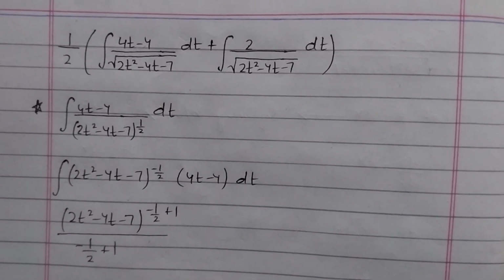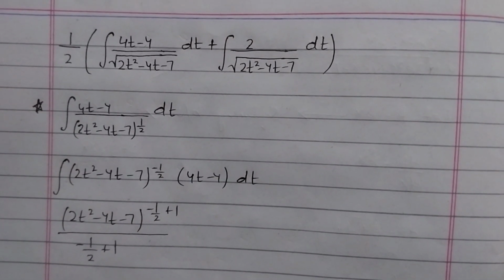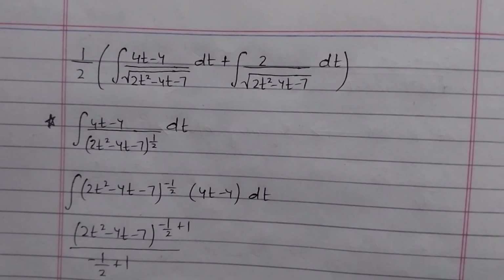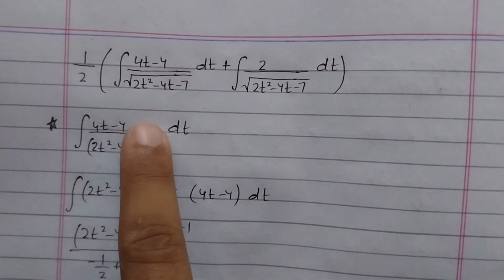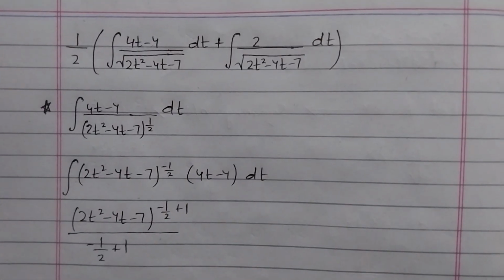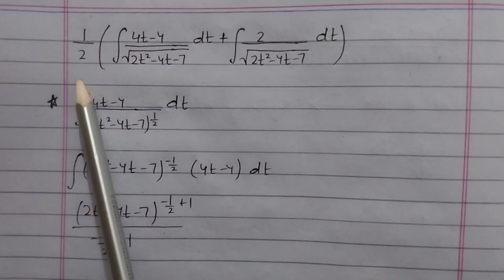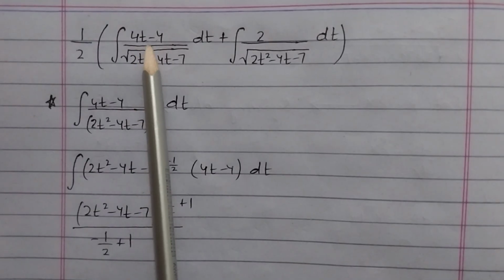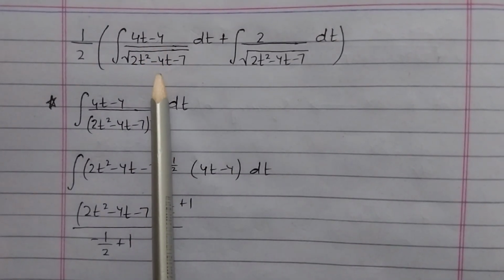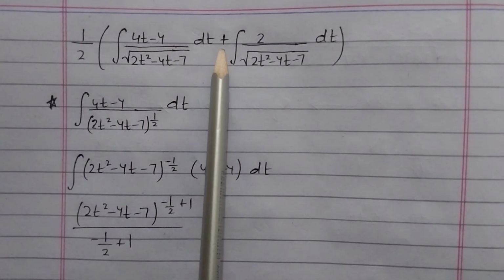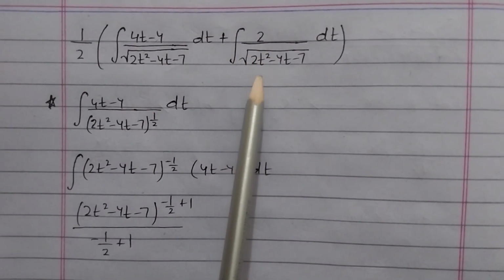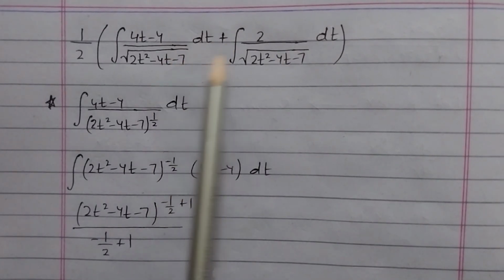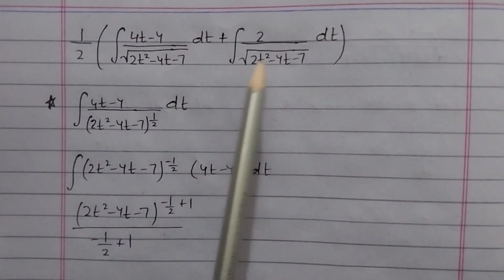So in this video, I'm going to complete the integral which I started in the last video. So this was basically our integral: 1 over 2 times the integral of (4t minus 4) over the square root of 2t square minus 4t minus 7, plus the integral of 2 over the square root of 2t square minus 4t minus 7, and we were integrating both of these expressions with respect to t.